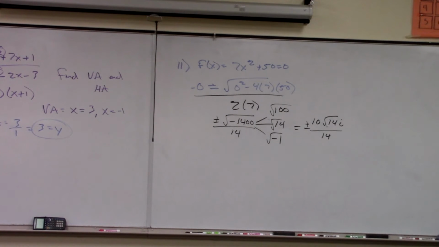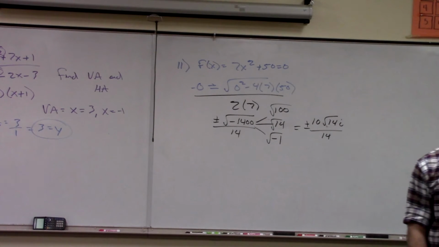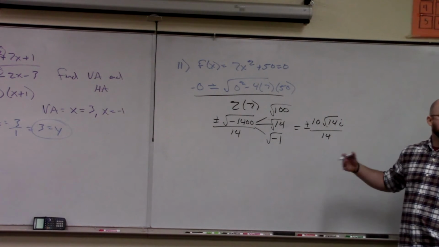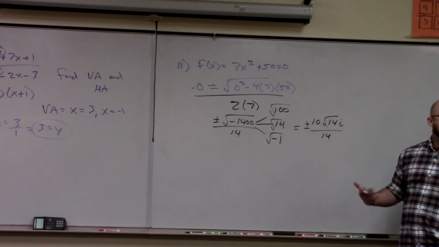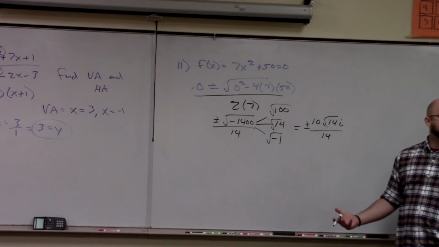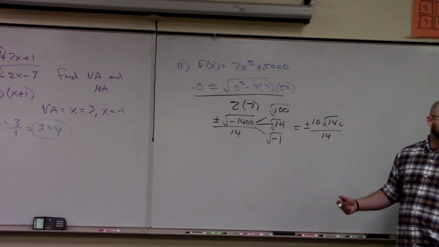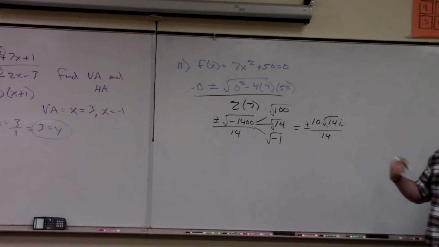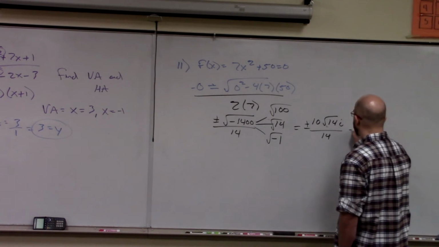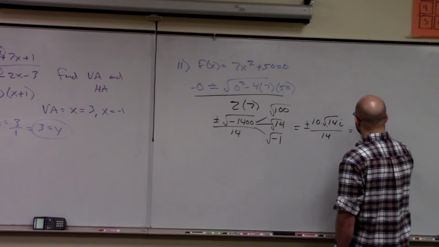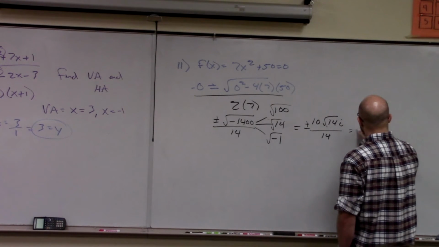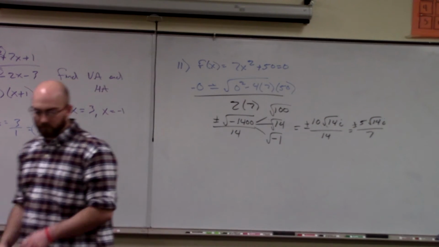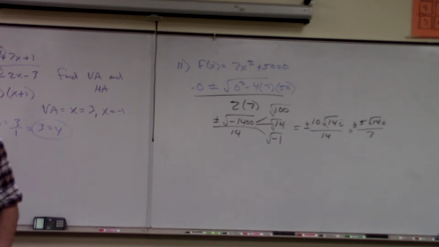So do you mean you can't divide it by 14? You can't divide the square root of 14 over 14 to get the square root of 1. They don't cancel like that, because the square root of 14 isn't equal to 14. Correct. Now, what's 10 over 14 though? What do they have in common? 2. So I can reduce that down. So 5 and 7. And that is your answer.